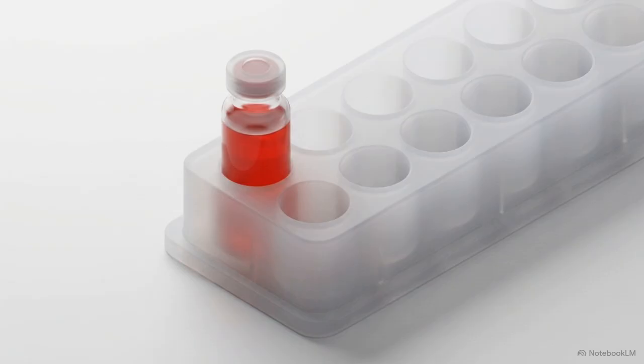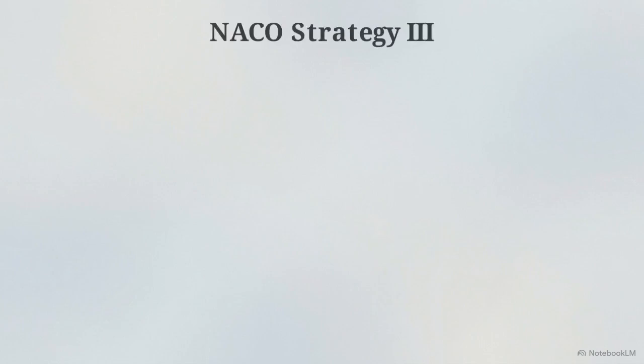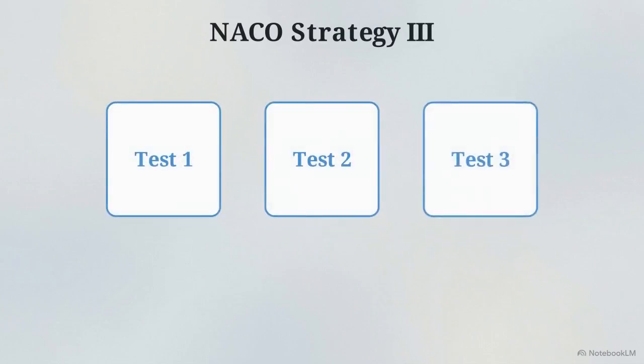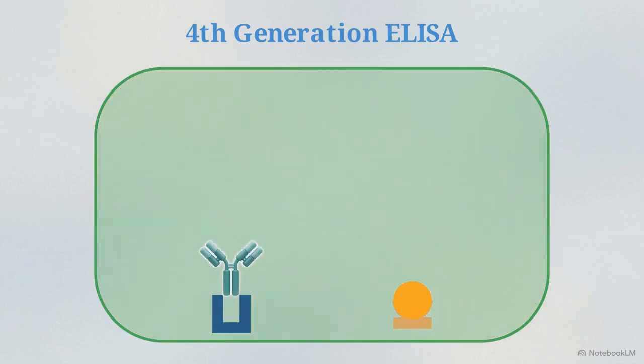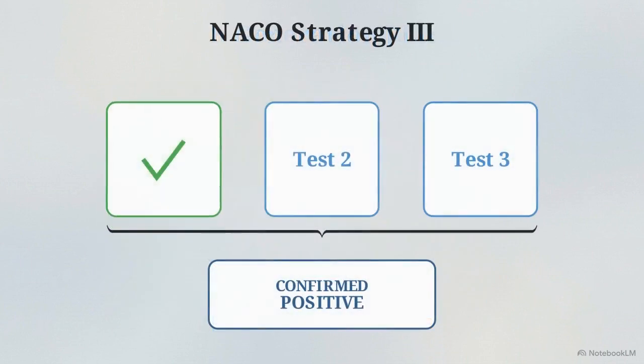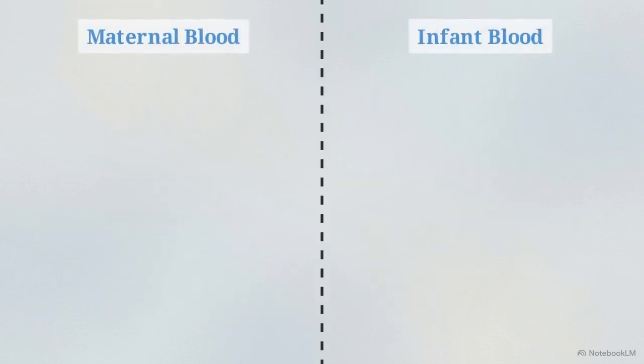We see another constraint in viral diagnostics. For adult HIV diagnosis, the NACO Strategy 3 algorithm mandates 3 distinct consecutive antigen or antibody tests to confirm a positive result. The 4th-generation ELISA is the critical first step because it simultaneously detects the HIV antibody and the viral p24 antigen. Early infant diagnosis introduces a biological complication.